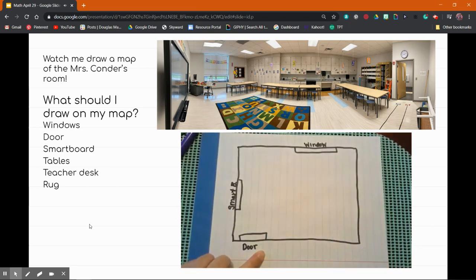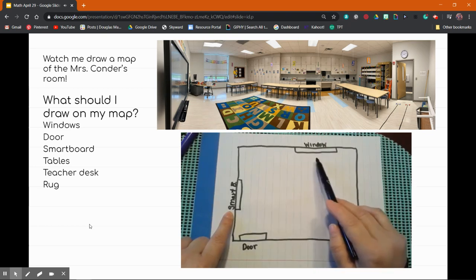All right, so take a look at the picture on your screen. You can see the smartboard there on the very, very left. And then if I want to draw the rug, where would the rug go in relation to the smartboard? Look at the picture and think about, where would I draw that on my map?